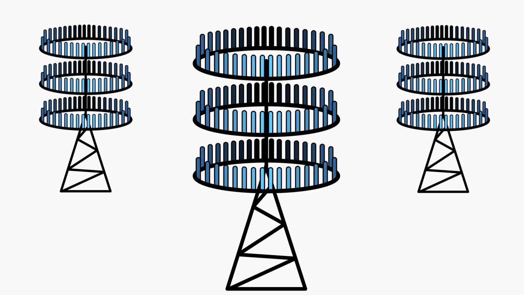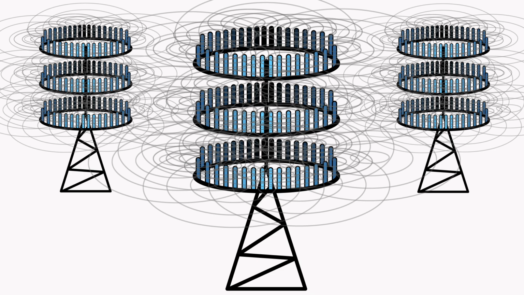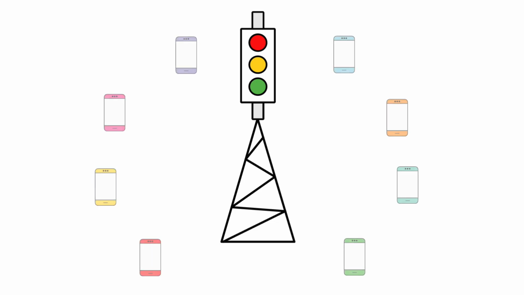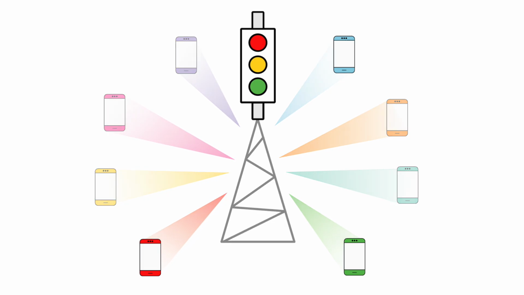Today's cellular antennas broadcast information in every direction at once, and all of those crossing signals could cause serious interference. Beamforming is like a traffic signaling system for cellular signals. Instead of broadcasting in every direction, it would allow a base station to send a focused stream of data to a specific user. This precision prevents interference, and it's way more efficient.